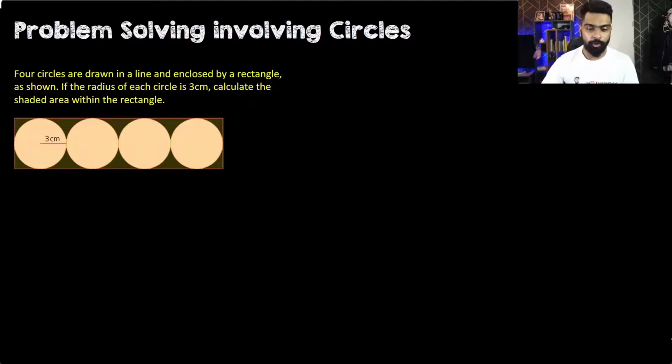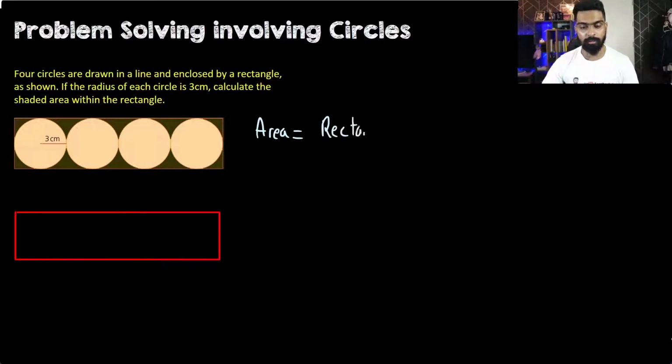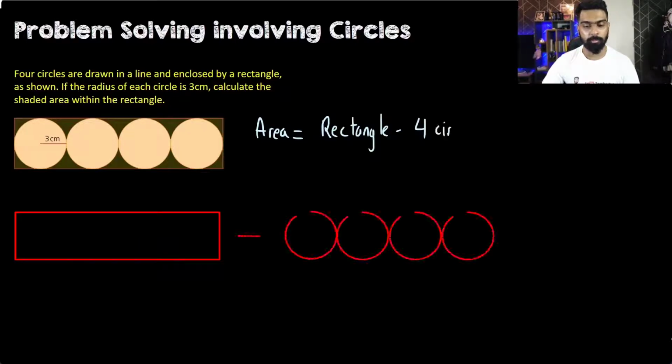Alright, so first of all guys, how would we find the shaded area? So the shaded area would be the rectangle, right? The rectangle minus the area of 4 circles. All right, now let's go ahead and find the area of the rectangle, guys.